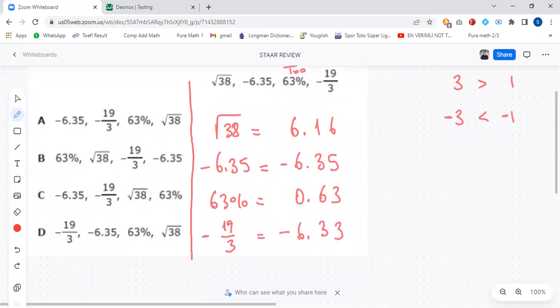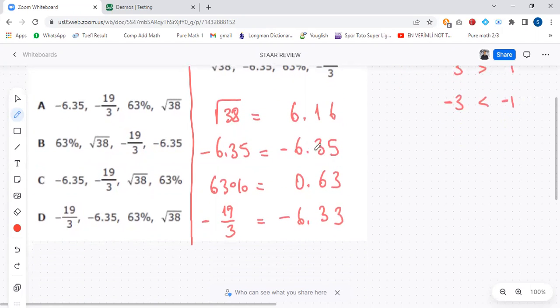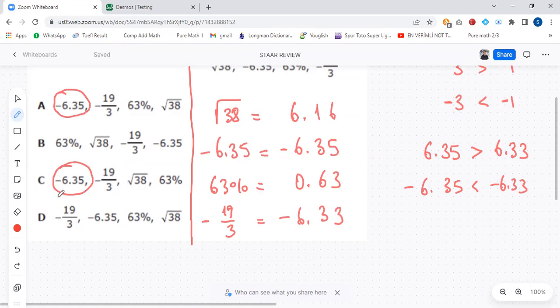From least to greatest. So what is the smallest here? First of all, among these two negative numbers, which one is smaller? We know that 6.35 is greater than 6.33. So if you make them negative, then you have to flip this. So negative 6.35 is the smallest number here. So the answer is going to be A or C.